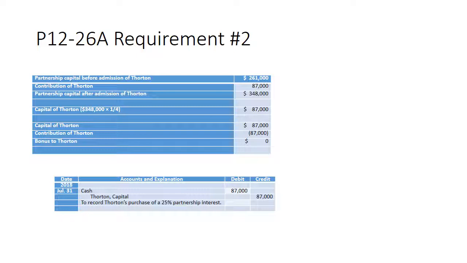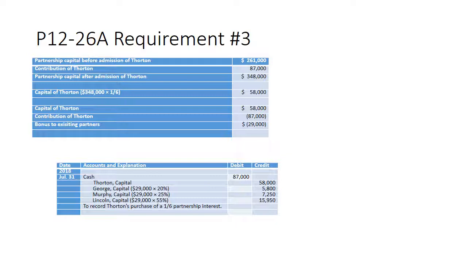Thornton was also given a 25% or 1/4 interest in the partnership. So to determine how much we credit his capital account for, we take 25% of the new total partnership capital balance. It just so happens that the cash Thornton gave equals the capital he's going to receive. So on July 31st, when Thornton is admitted as a new partner, debit cash $87,000, credit Thornton capital $87,000. This could change. Let's take a look at number 3.